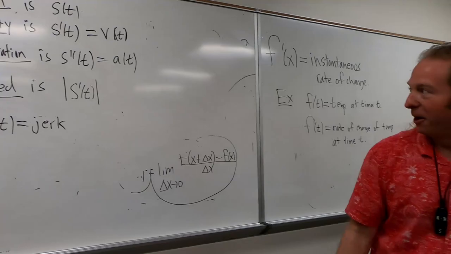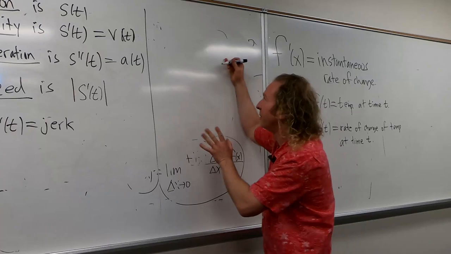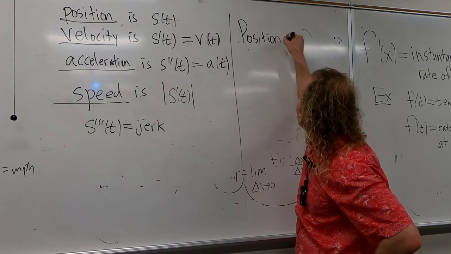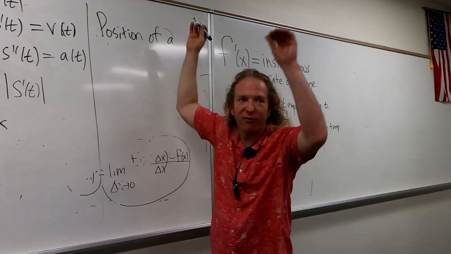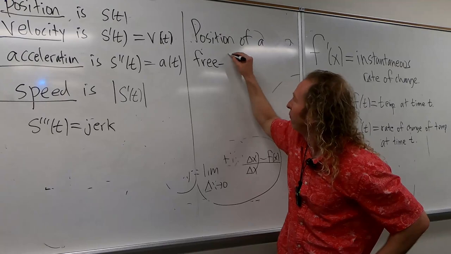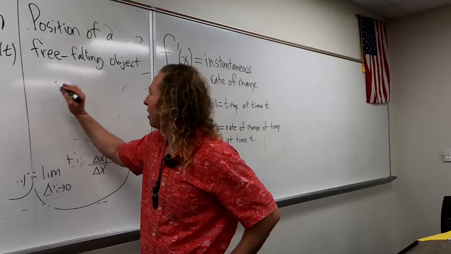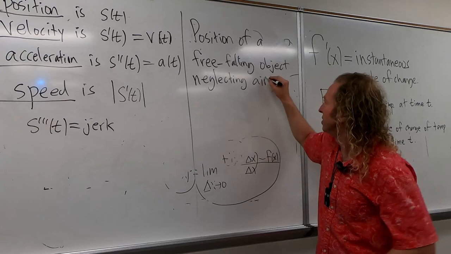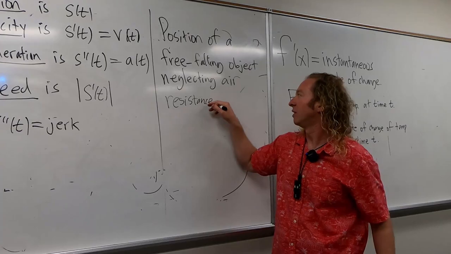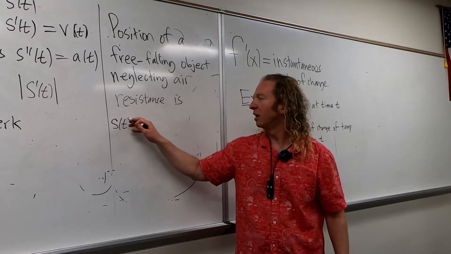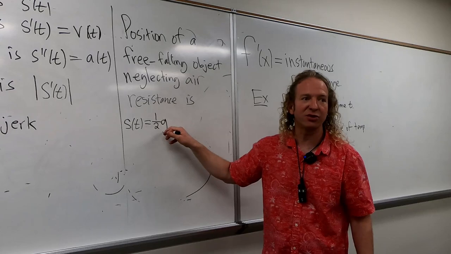There's a formula that will be given to you, but you kind of have to know what it is a little bit. Rather, the form will be given. The position of a free-falling object. So if you drop something from a building, neglecting air resistance, so there's no air resistance, there's a formula. It's s of t equals 1/2 g t squared plus v naught t plus s naught, where g is the acceleration due to gravity.